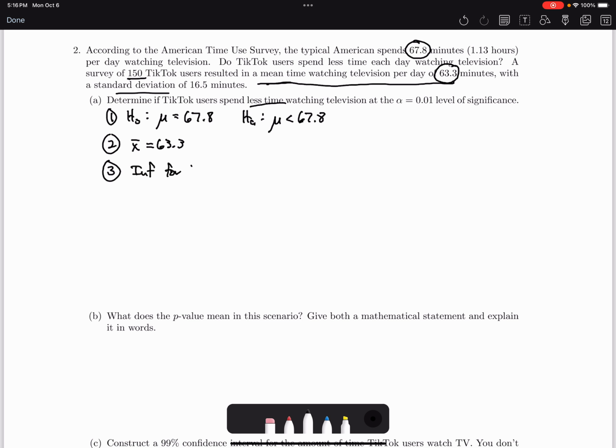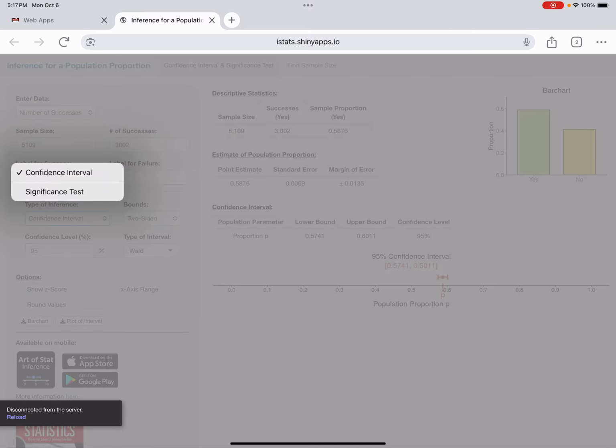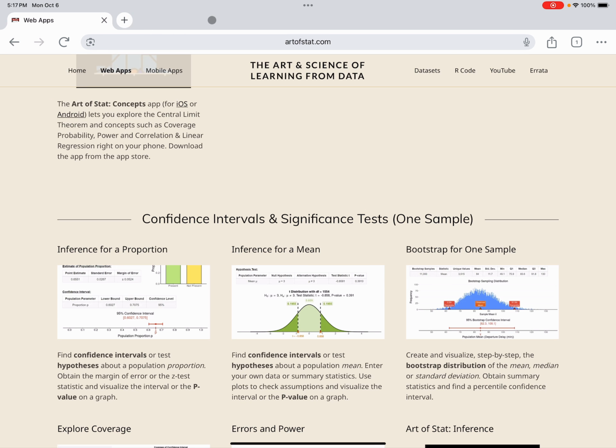So we're going to use inference for a mean, and we'll enter the sample mean. We'll enter the sample standard deviation, 16.5. We'll enter the sample size, 150. And then doing all of that, we should be able to get a p-value. So let's head over to Art of Stat and see what we get. So I don't want inference for a proportion anymore. Let's open up the inference for a mean app.